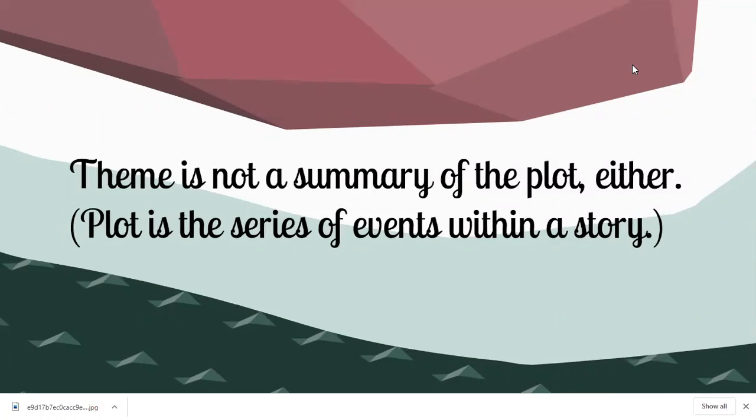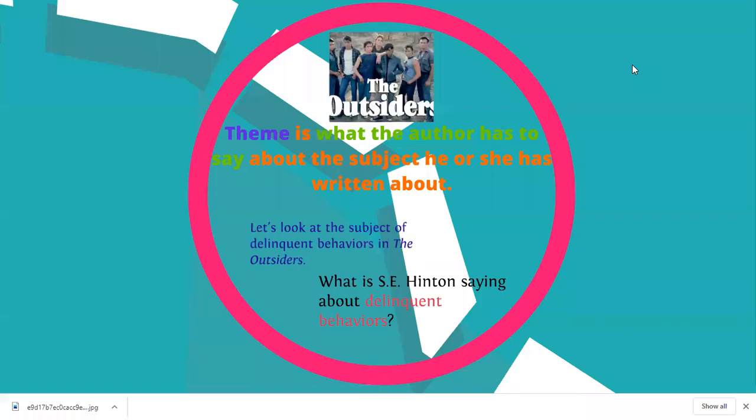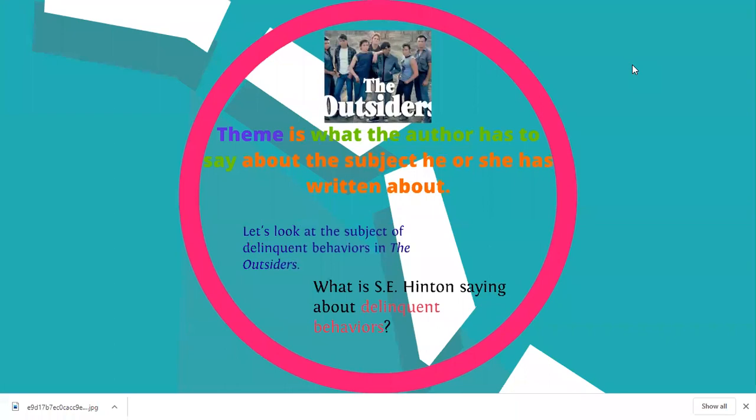A theme can change within the book. So this one talks about The Outsiders. It's a great read. If you haven't read anything yet, please read The Outsiders. It is a great book. The theme is about what the author has to say about the subject they have written about. The delinquent behaviors in The Outsiders, what are they saying about it?